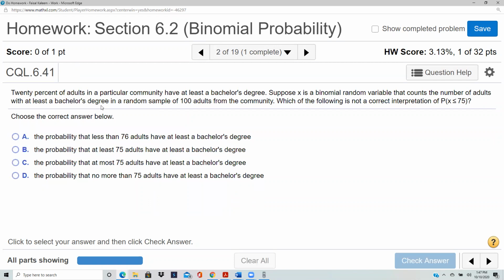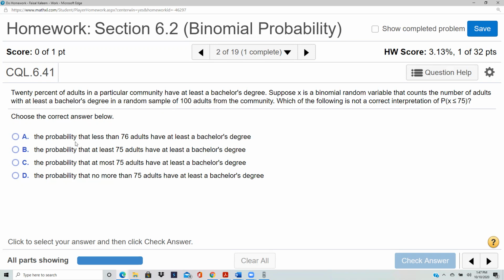20% of adults in a particular community have at least a bachelor's degree. Suppose X is a binomial random variable that counts the number of adults with at least a bachelor's degree in a random sample of 100 adults. Which of the following is not a correct interpretation of probability X is less than or equal to 75? So less than or equal to 75, you know what that means.